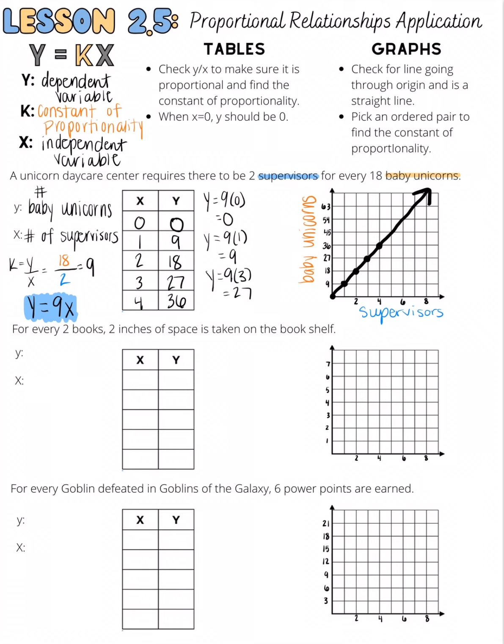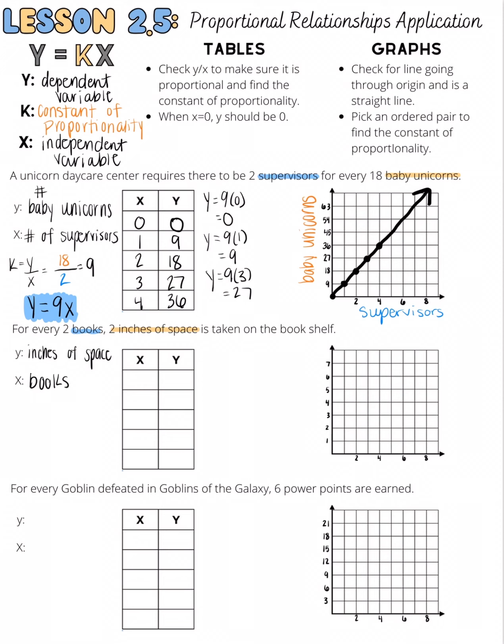For every 2 books, 2 inches of space is taken on the bookshelf. So we're working with books and inches of space, okay? So for every 2 books, we have 2 inches of space. So our y value, what depends, the inches of space, how much inches of space we're using depends on how many books we have, right? So inches of space is going to be our y value. And our x value is our books. We get to pick how many books we have, right?